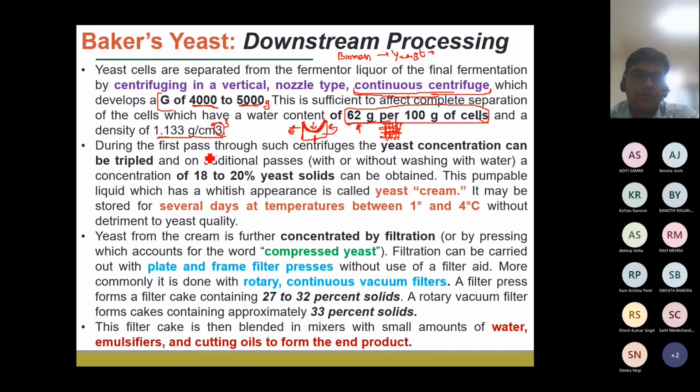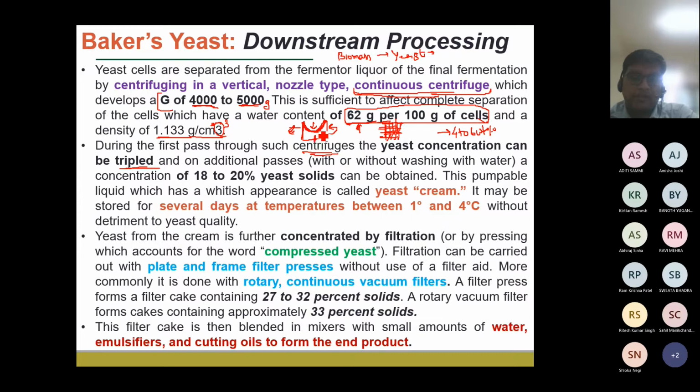Generally, in the centrifugation step, how many times you pass your final yeast broth after the fermentation depends upon what you are going to make. During the first pass through the centrifuge, the yeast concentration can generally be tripled. As we have told, after the fermentation the concentration of the yeast cell varies from 4 to 6 weight% of the yeast. So at the first stage of the centrifuge, you are going to concentrate and remove the water.